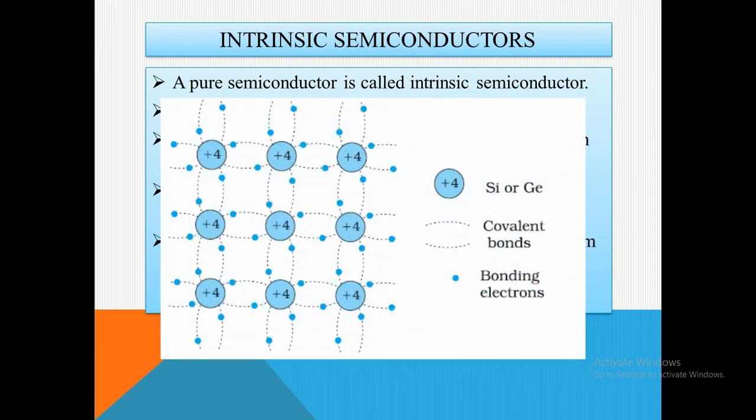Look at the structure of silicon or germanium atom. This is a two-dimensional diagram. As we know, silicon and germanium have 4 electrons in the outermost orbit, and those 4 electrons are shared with neighboring atoms as shown in the figure. As you can see here, the 4 electrons are shared with neighboring atoms. Each atom shares 2 electrons with its neighboring atom through a covalent bond. The 2 and 2 and 2 and 2 become the 4. This is how the crystal structure is formed.